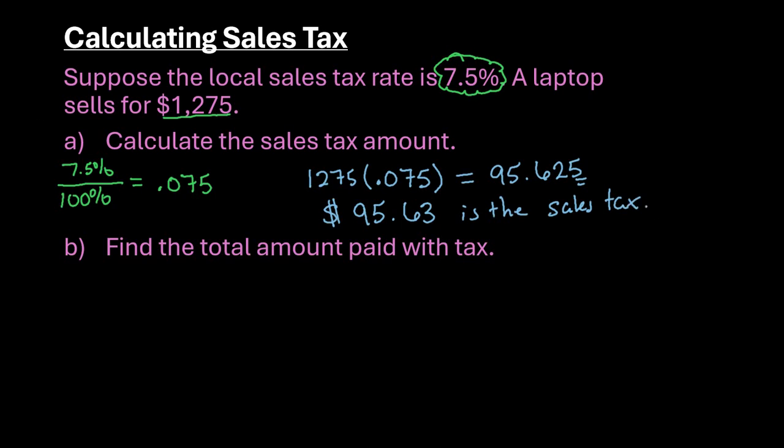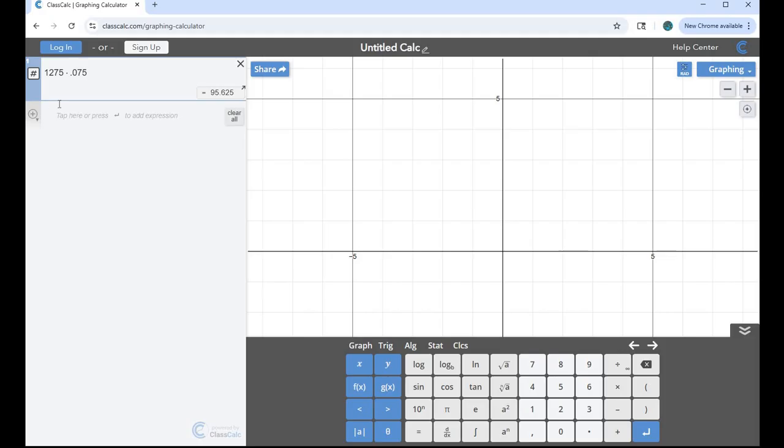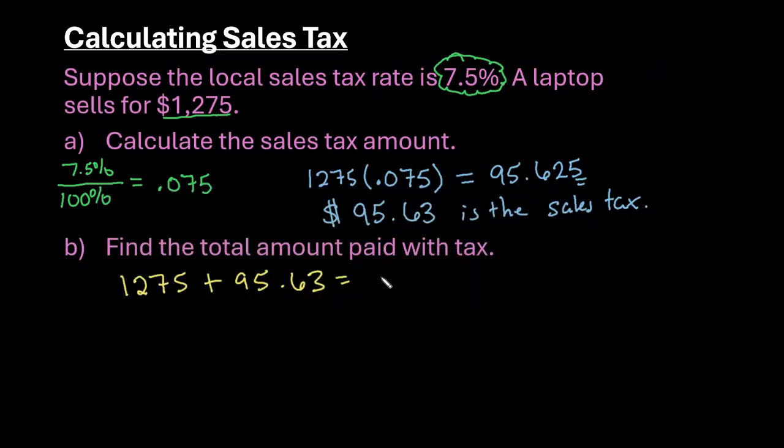In order to find the full amount paid, you would just take the original amount, the $1275, and you're going to add the tax to it, so the $95.63, and that would give you your total amount. So the most common way is to take the $1275 plus the $95.63, and we can see that it's $1,370.63.